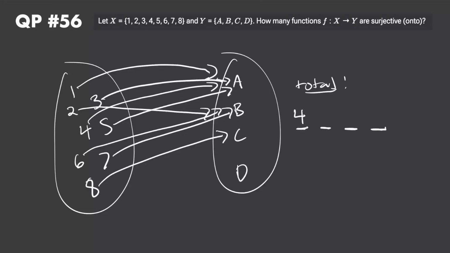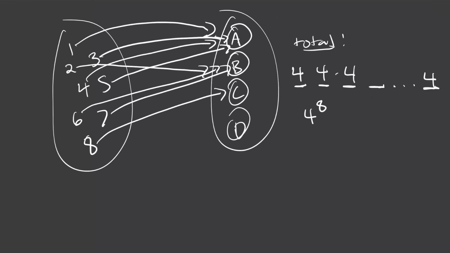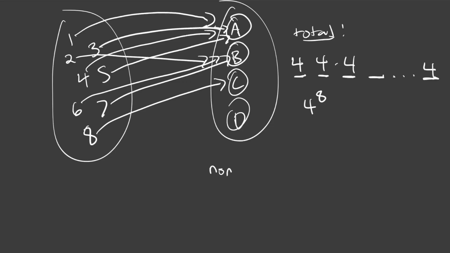For every valid mapping of 1, 2 could map to 4 different things, right? A, B, C, or D. So could 3, so could 4, right? This goes on 8 times. So what is the total? It's going to be 4 to the power of 8. Now I have to subtract off my non-surjective functions, which just means one of the values in our codomain did not get mapped to. So what are the number of ways that I can do that?